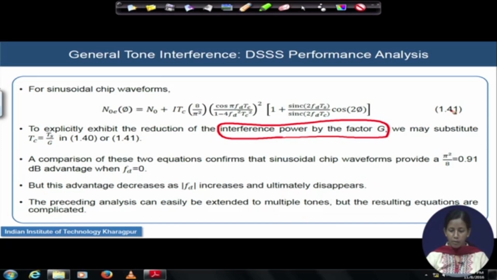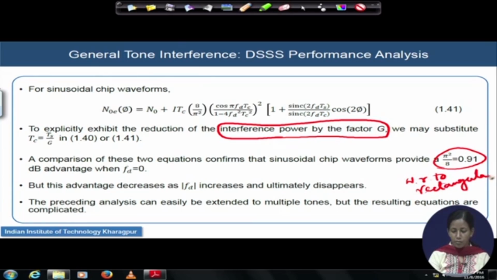And if I compare this 1.41 with the previous 1.40, I mean the power spectral density comparison is carried out between the sinusoidal chip waveform and the rectangular chip waveform. You will see, because of this pi square by 8 effect that is coming from the chip design itself, you will be gaining around 1 dB advantage when your f_d is equal to 0, over this rectangular chip waveform. So, this gain is coming with respect to your rectangular waveform.